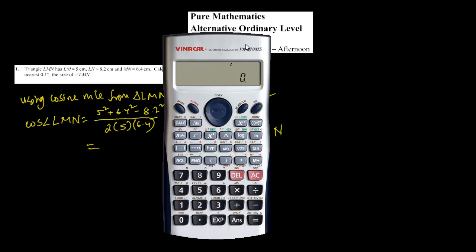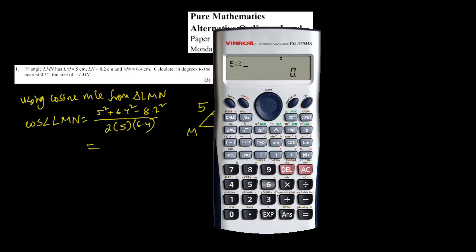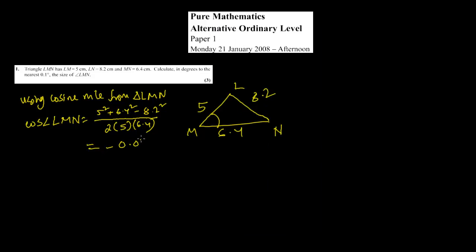So this is 5 squared plus 6.4 squared minus 8.2 squared, divided by 2 into 5 into 6.4, and we get minus 0.02. So therefore angle LMN equals cos inverse of minus 0.02.